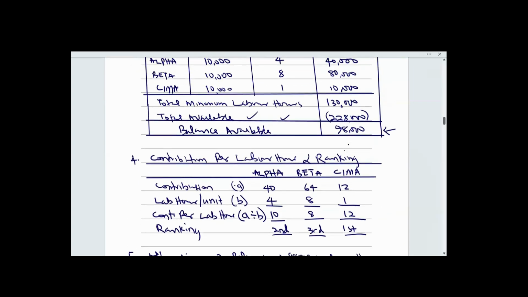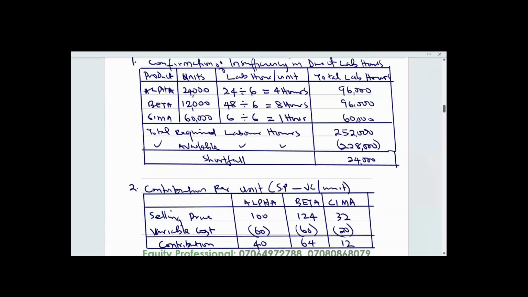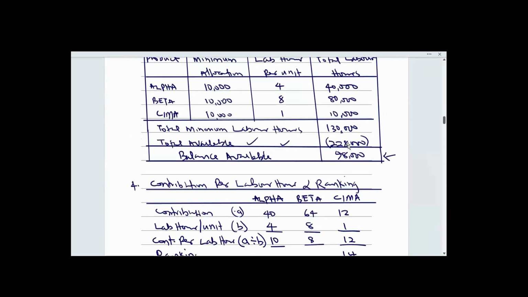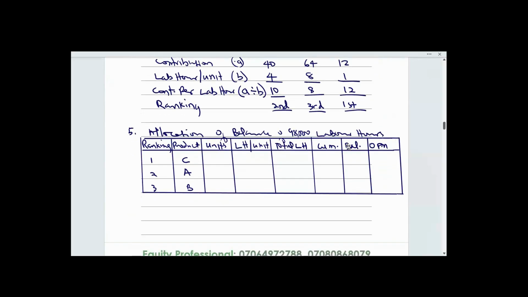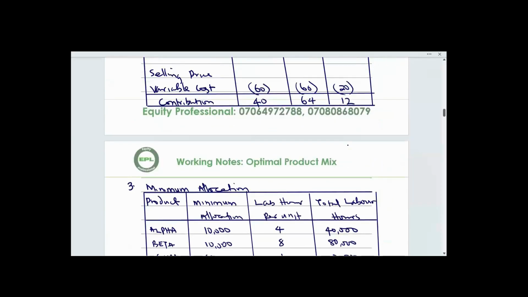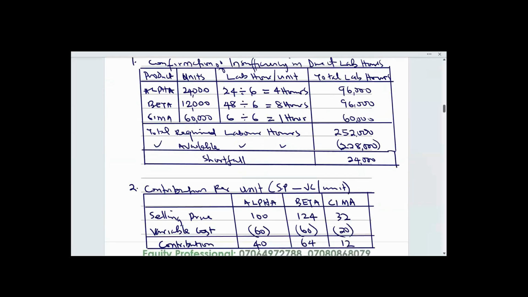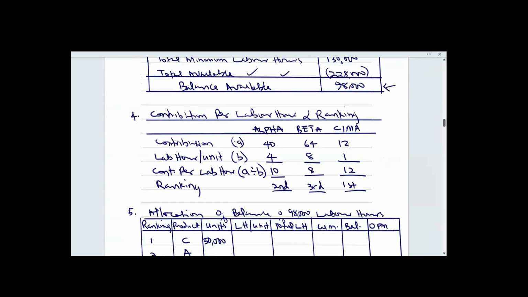Now, when you look at the question for Sigma, out of 60,000 units, we have produced 10,000 units minimum allocation. That means we have a balance of 50,000 units. So you then come here, 50,000. Also, for Alpha, Alpha requires 24,000 units. You have produced a minimum of 10,000 units. So you are left with 14,000.